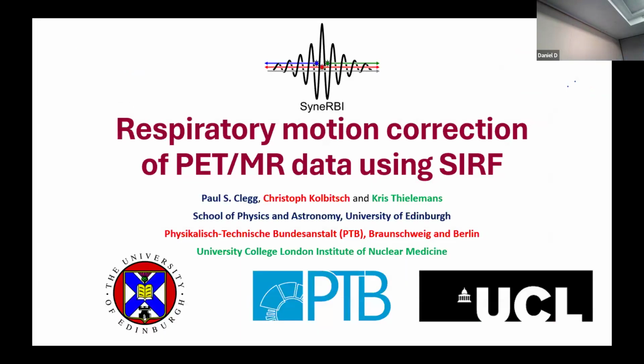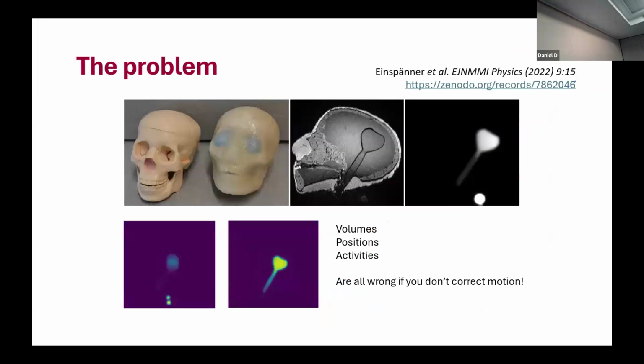Thank you. So my name's Paul, and Chris has been looking after me while I've been on sabbatical leave. This is a use case with PET-MR data. As you know, if there's motion in the scan, it causes dramatic problems. The volumes of anatomical regions, their positions, and the quantification, the activities, all end up being wrong.